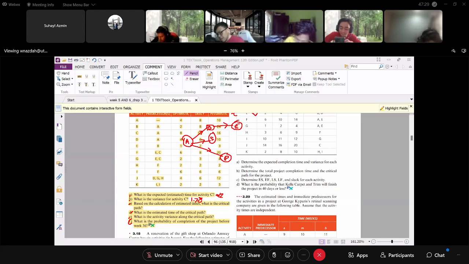Alright, steward. Alright. So can you do the backward pass because we would like to determine the critical activities. Alright, can you do the backward pass? Orang lain macam mana? Pastikan faham ya. Tak faham sekarang boleh tanya.